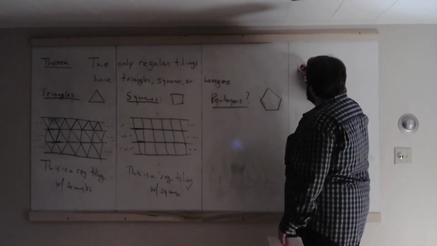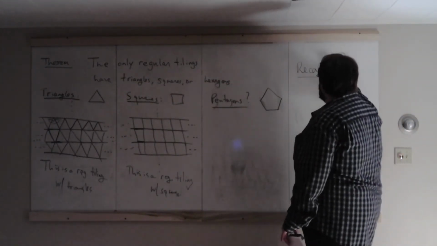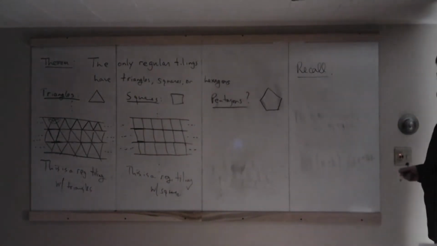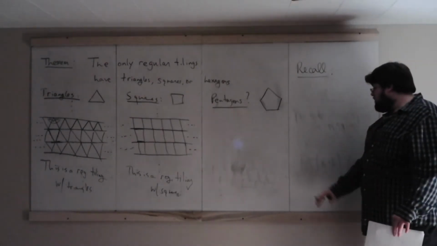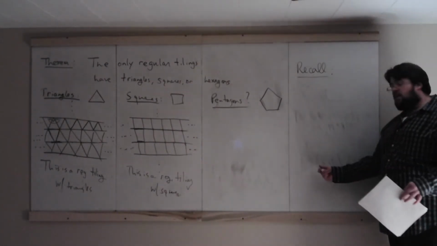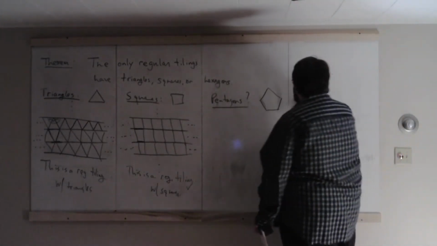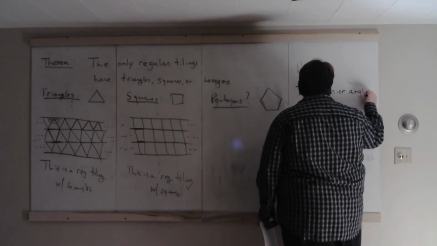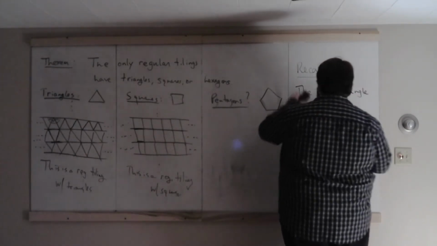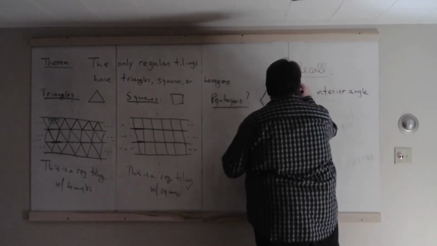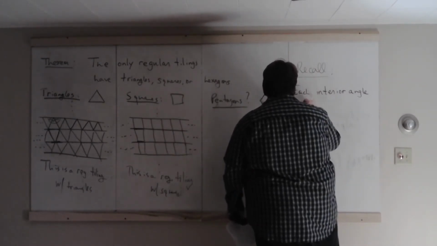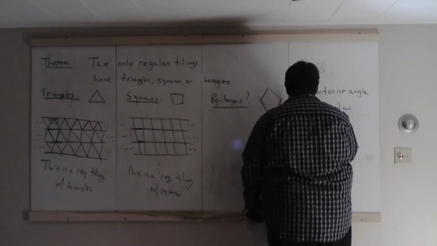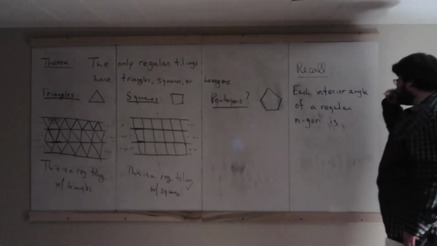We're going to use that to recall another result, which my guess is everybody has seen. If the total number of degrees in an n-gon is 180 times n minus 2, then we could say each interior angle of a regular n-gon is what? Each interior angle of a regular n-gon.